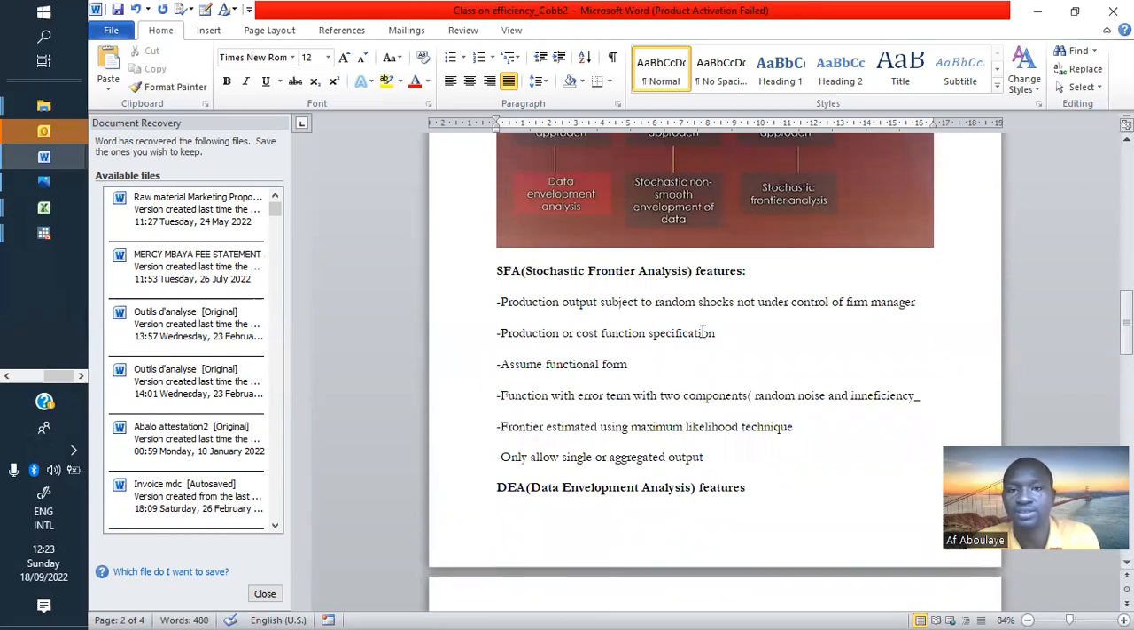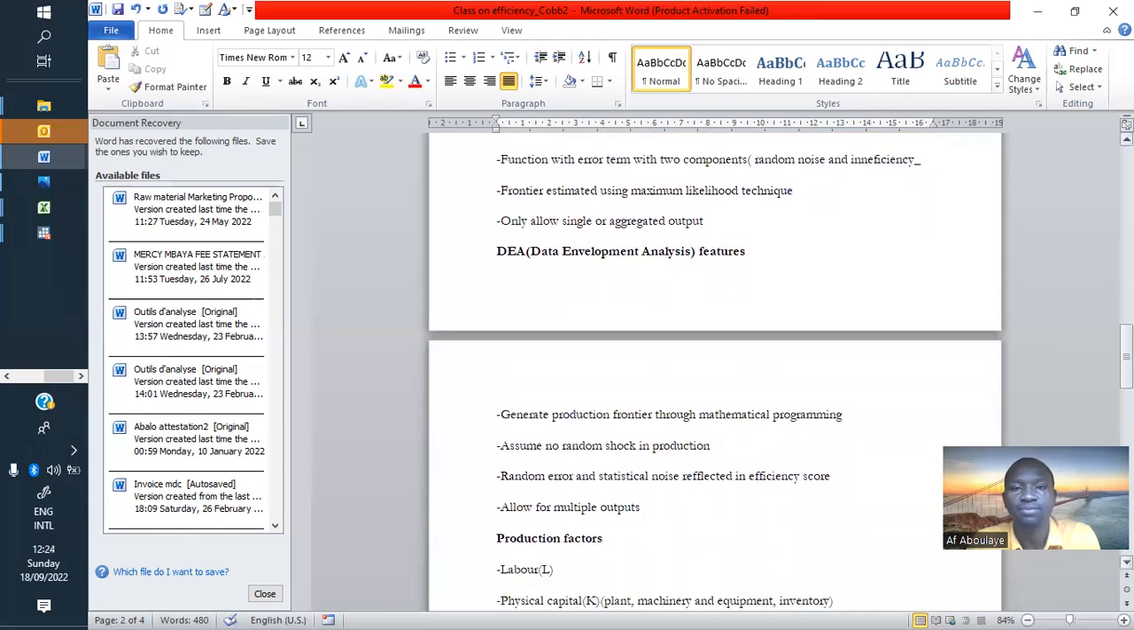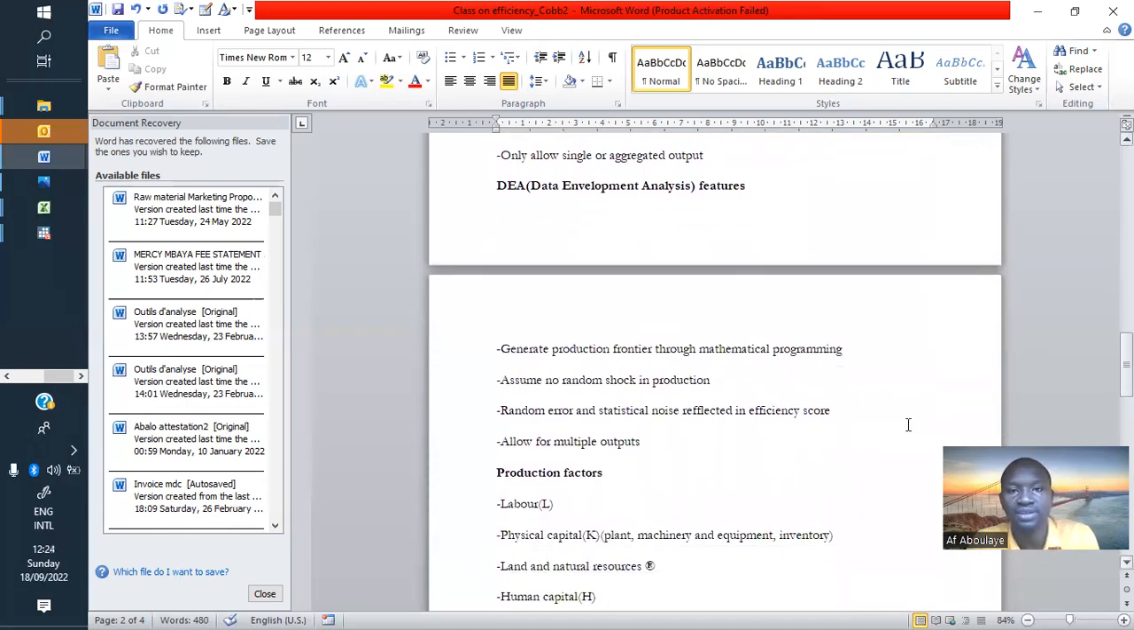Production output is subject to random shocks not under control of the farmer or manager. That shows the functional form. Also it only allows a single or aggregated output, meaning that when you are measuring the efficiency of a farm and you have many outputs, you need to aggregate them to one output. You cannot consider output 1, output 2, output 3. Okay, these kinds of things can be done with the non-parametric approach, which is data envelopment analysis.